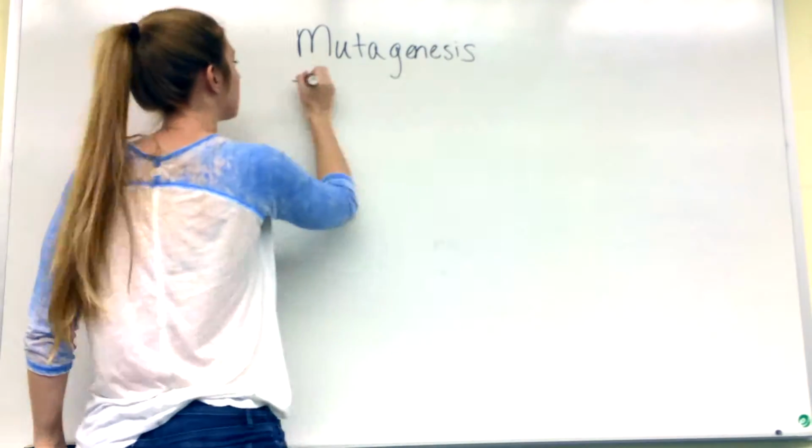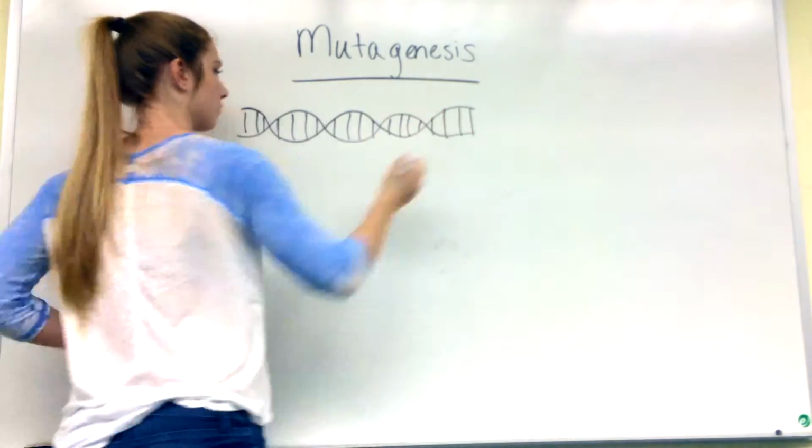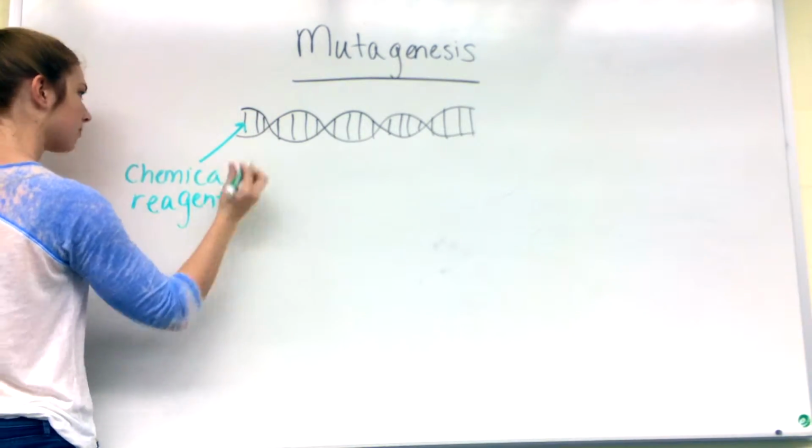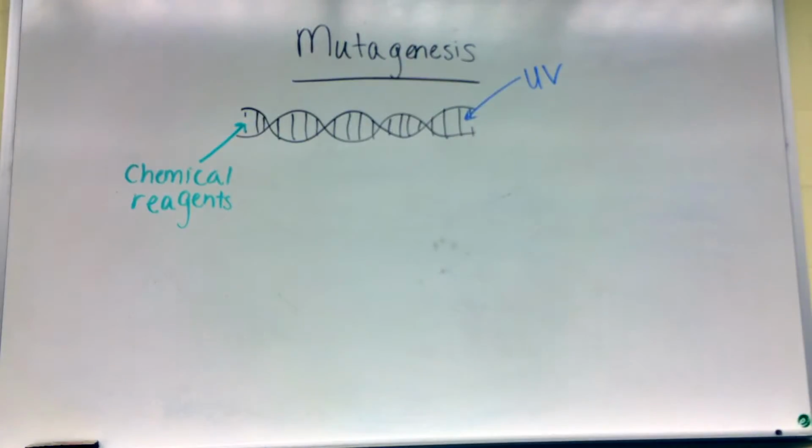C. elegans genes can be mutated through a process called mutagenesis, which is the use of chemical reagents or radiation to alter the gene's DNA, and then mapping the sequence to determine the mutation.